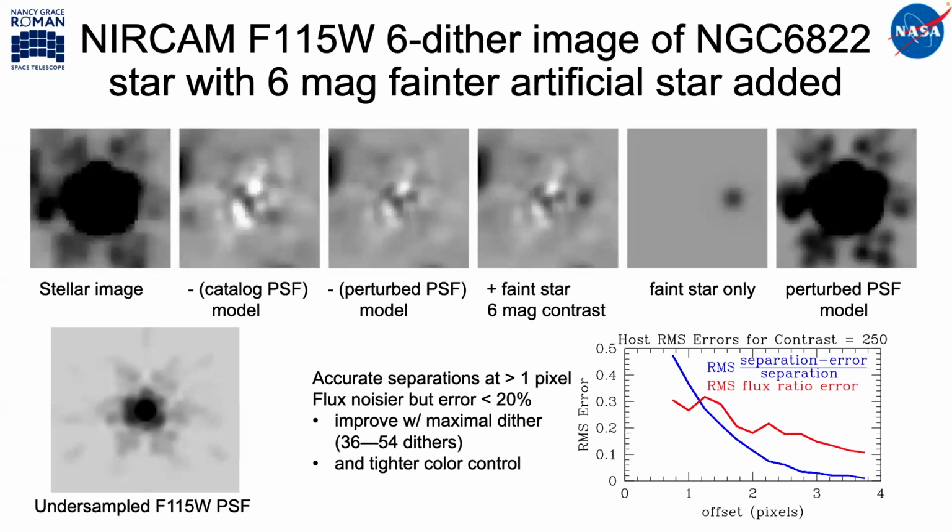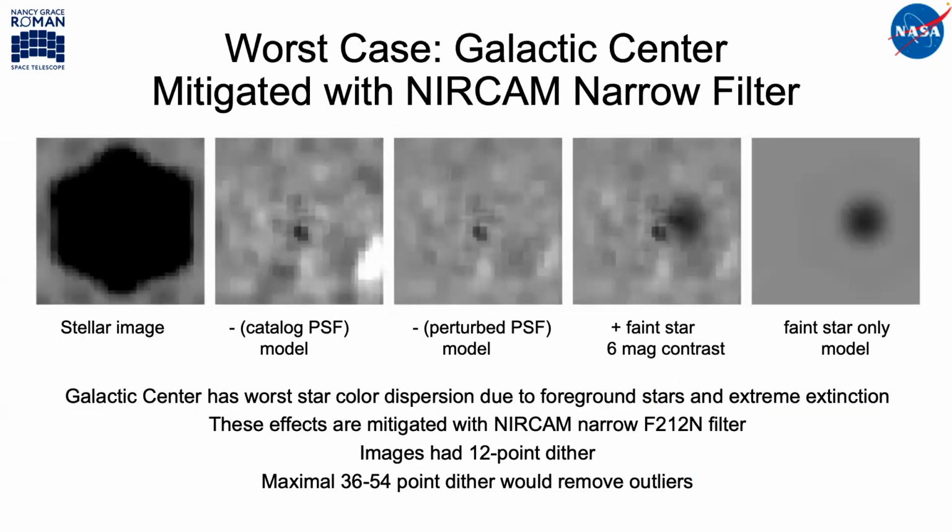Okay, so here's a comparison to the best thing we could find in data that's currently available. This is showing the stellar image, a catalog PSF from Jay Anderson's method. Then he perturbs it, which makes the PSF somewhat better, but still a bit of noise. Then he adds a 6 magnitude fainter star, and then the faint star only is the PSF model. This is pretty good at getting the separations, but there's a bit more noise in the photometry, but still over most of this range, it gets better than 20% error.